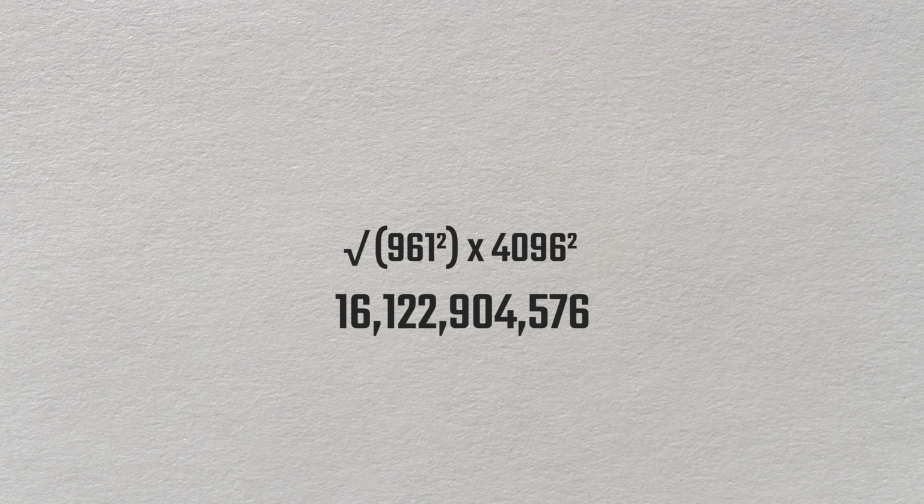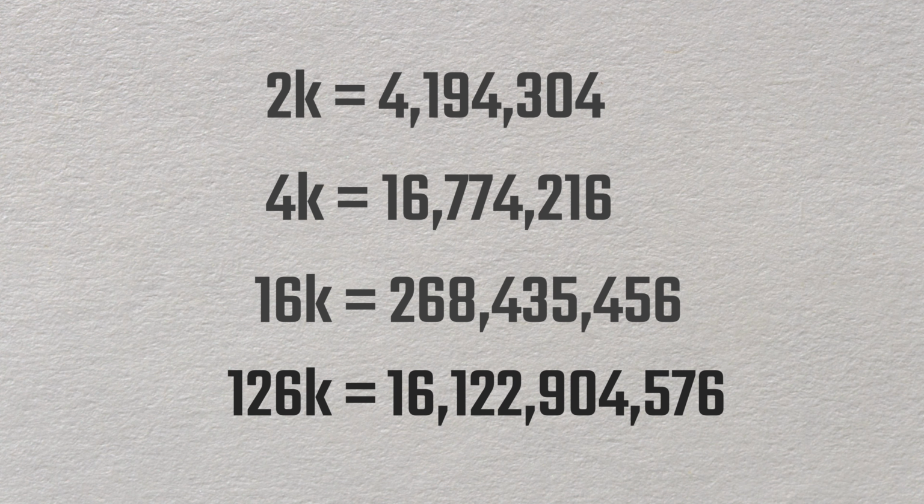Mathematically, however, if I open my Google Chrome and I do square root of 961, which is the effective maximum number of unique textures in a single map, squared times, what was it, 4096 squared, then we get 16.1 billion pixels. That will lag your PC badly, my buddy. Ooh, that would be a big picture right there.